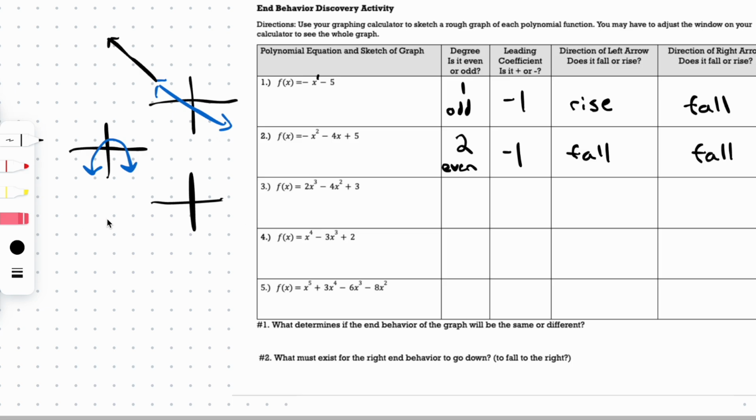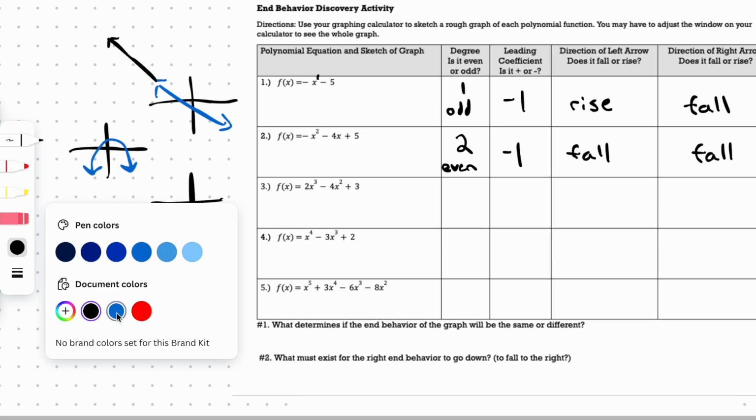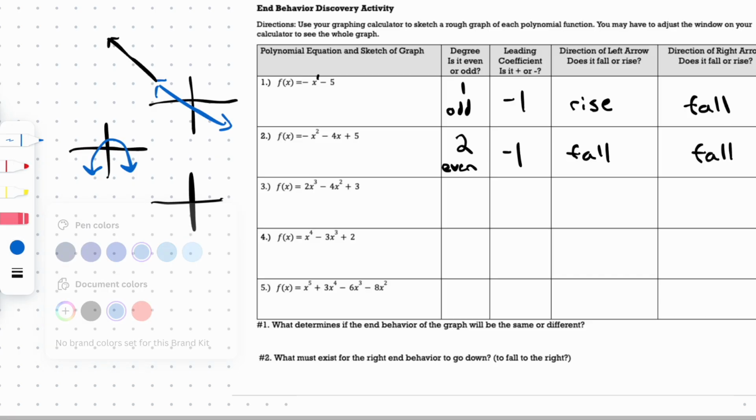Okay. So now we have 2x cubed minus 4x squared plus 3. So I know we have a positive y-intercept, and I know that if you were to graph this on Desmos or on your calculator or something, it's going to look something like that.